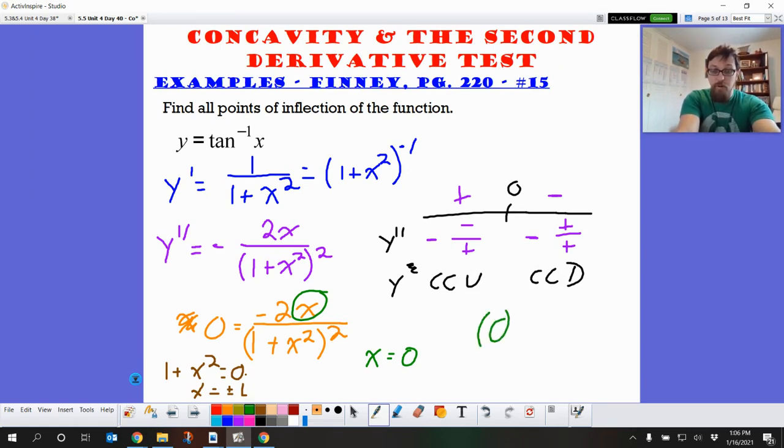Since it is asking for a point, I want to figure out where that coordinate point is. So it's at 0, and I just need to plug in a 0 right here. The tangent of 0 is going to be 0. So I want sine over cosine, so I want 0 over 1. So where y is 0 and cosine is 1 is at 0. So 0, 0 is our point of inflection.